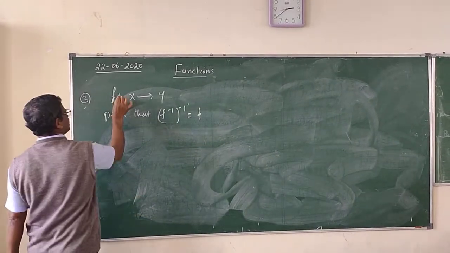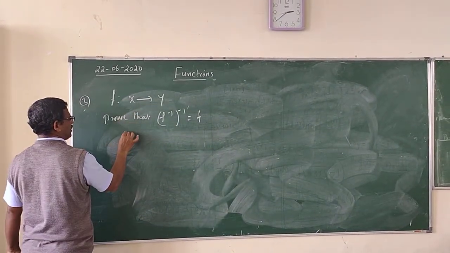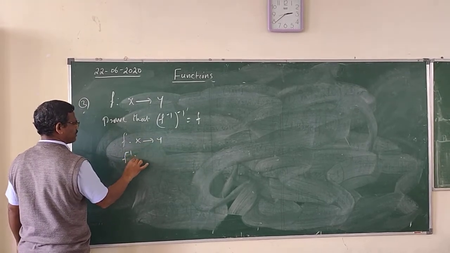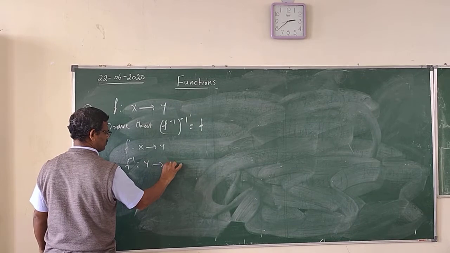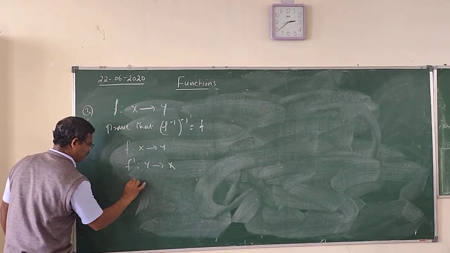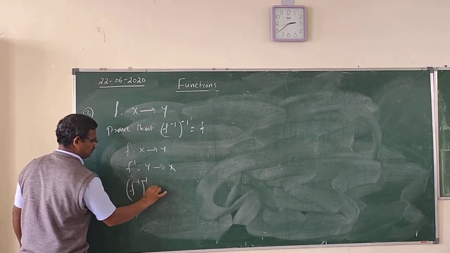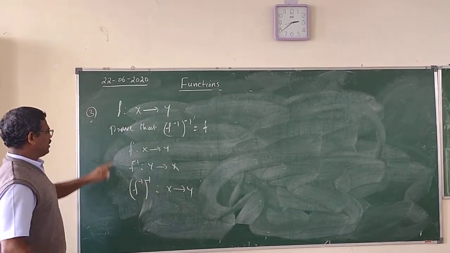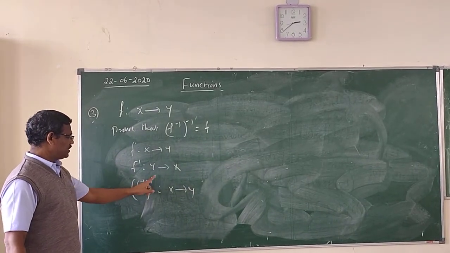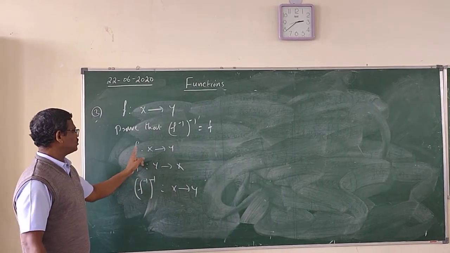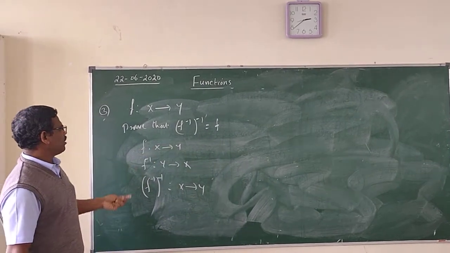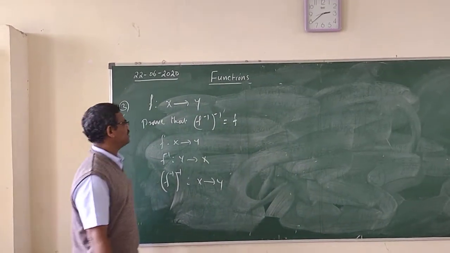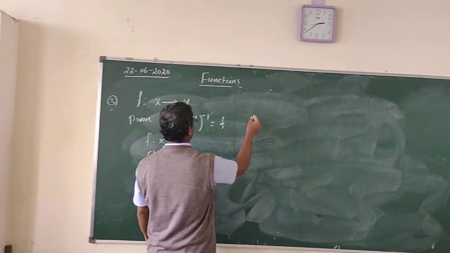Now you know that F is a function from X to Y. So F inverse will be a function from Y to X. Then the inverse of F inverse will again be a function from X to Y. So (F inverse) inverse is a function from X to Y, and F is also a function from X to Y. Now how is this (F inverse) inverse coming as F? Let us check that.